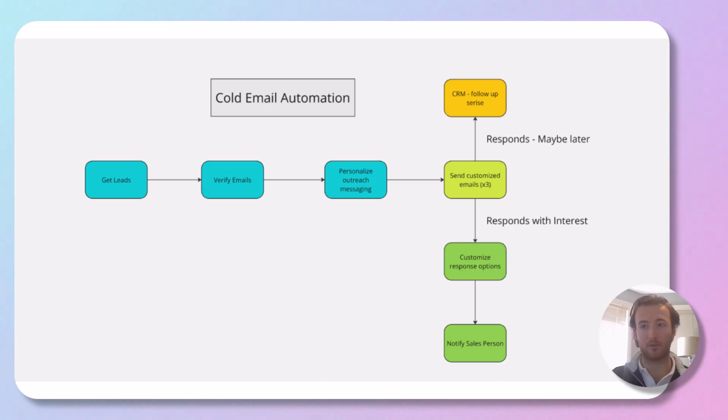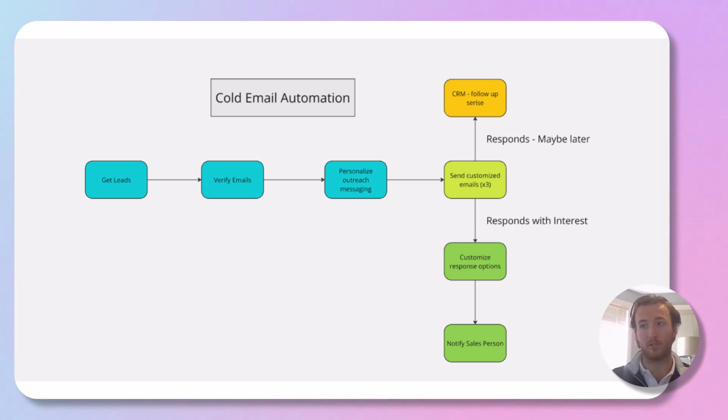First step is we're going to be gathering the leads information such as email, company name, first name, etc. From here, we're going to run the emails through a verification process to make sure they are legit emails and our messages will reach their inbox and not just spam.